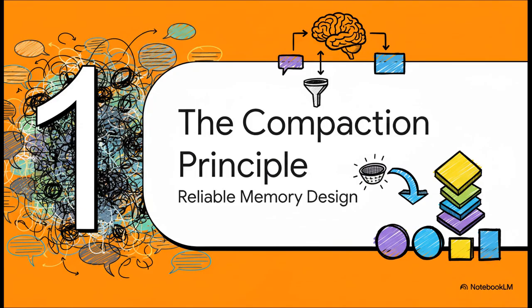So how do we actually do it? Well, the answer is something called the compaction principle. It's a really simple but powerful architecture that's designed to separate that temporary mess from the permanent, valuable memories.